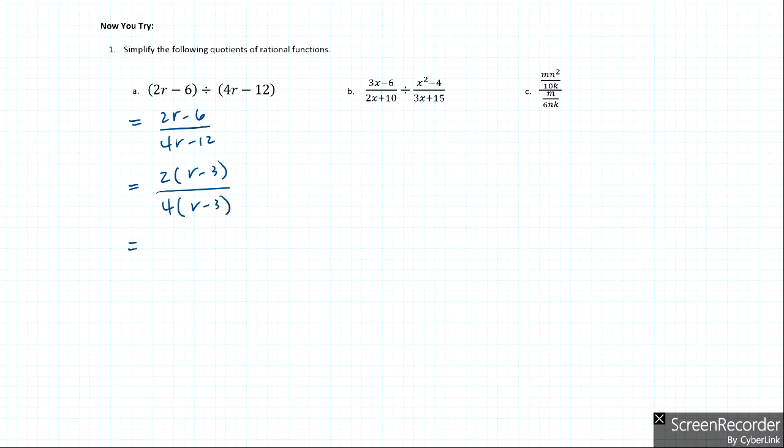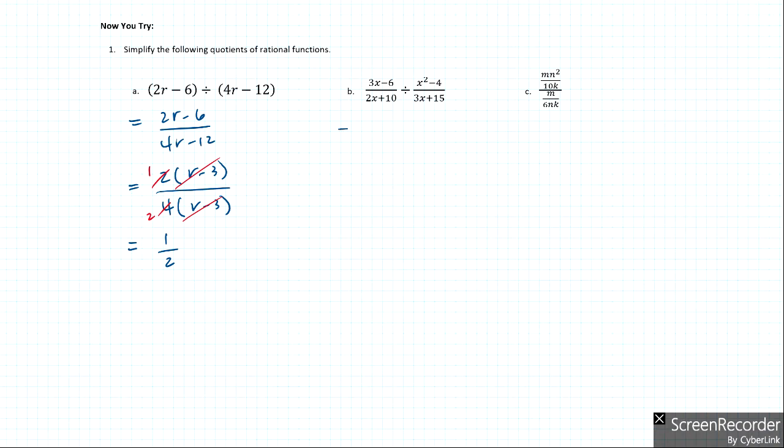And altogether, when we look at the common factors, r minus 3 and r minus 3 cancel each other out, and also 2 and 4 share a factor of 2, so we can go ahead and divide by 2 on both sides, and that leaves a 1 on top, 2 on the bottom. So our final answer would be all that's left, which is 1/2.